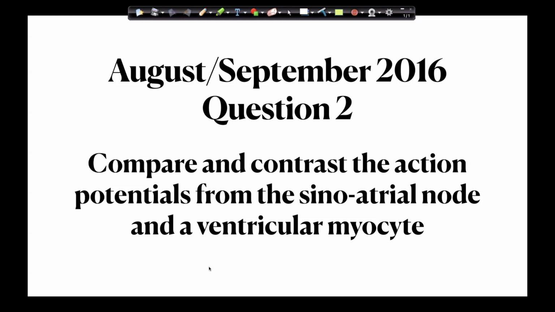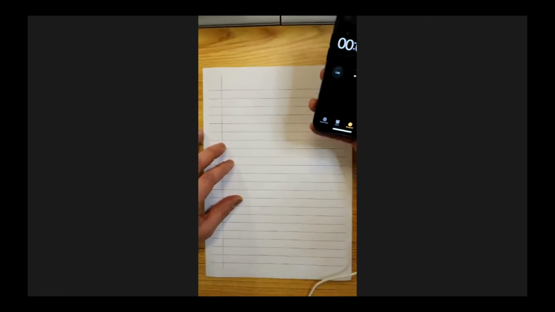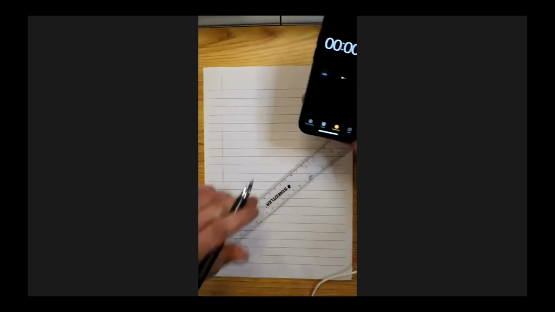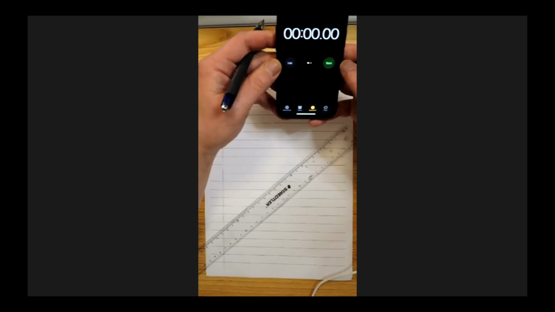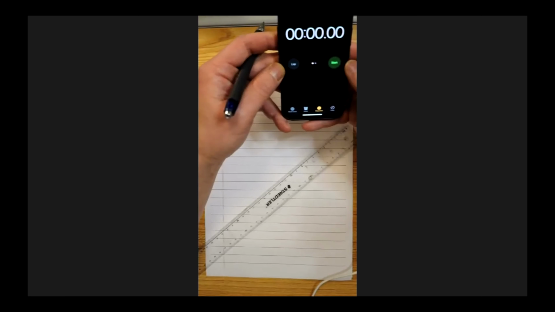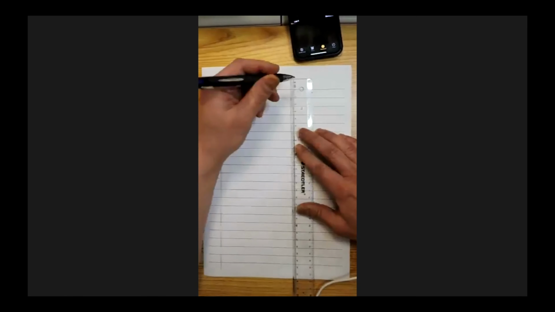All right, so this is the question and what we're going to do. If you've got a piece of paper, I want you to, while I'm writing the answer, challenge yourself and see how much you can get down in these 10 minutes. So I'm going to have my timer here. Where's my ruler? Okay, I've got my pen, I've got my ruler. We're going to answer this question: compare and contrast the action potentials from the sino-atrial node and the ventricular myocyte. All right, let's go. I'm just going to start creating my little table here.